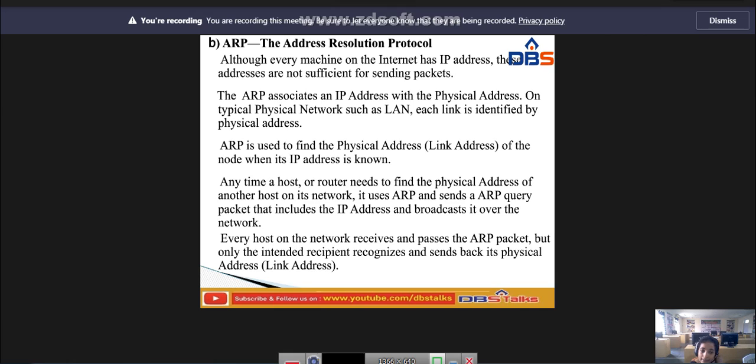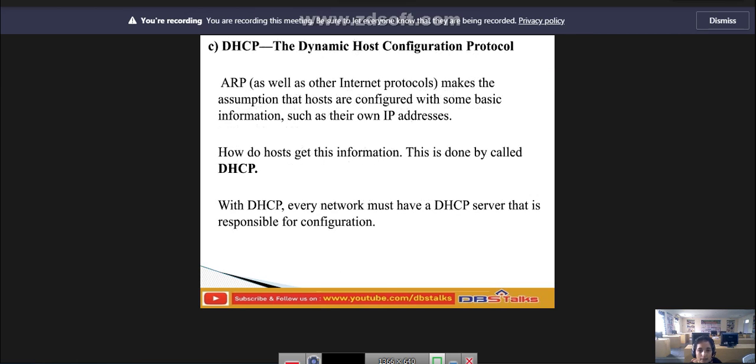it uses ARP. It sends an Address Resolution Protocol query packet that includes the IP address and broadcasts it over the network. Every host on the network receives and passes on the address resolution protocol packet, but only the intended recipient recognizes it and sends back its physical address, that is, its link address. So, this is called the Address Resolution Protocol.